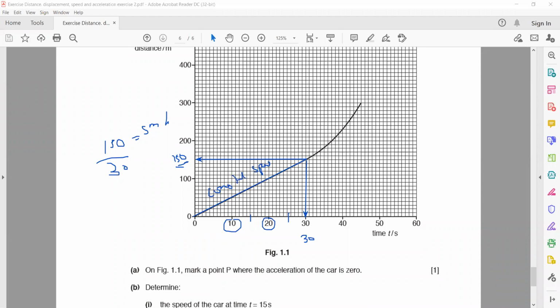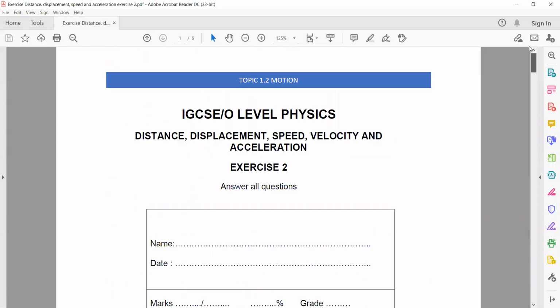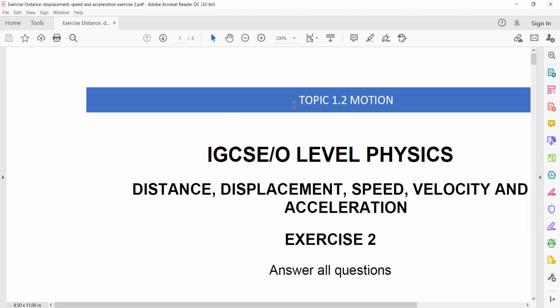Is it clear, Hatim? So this was the weekly homework exercise related to distance, displacement, velocity, and acceleration.